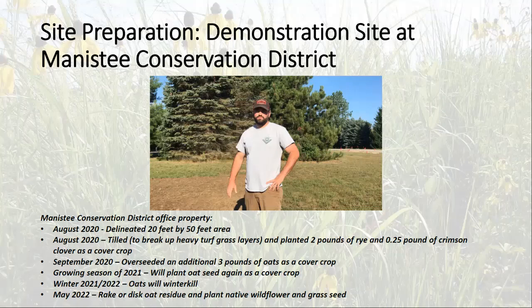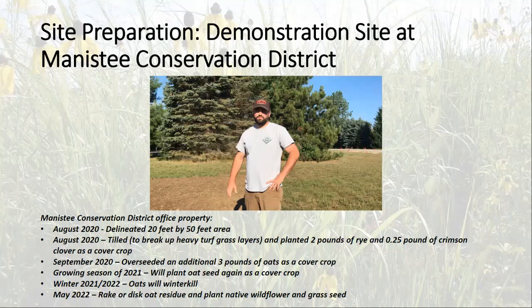In September of 2020, we overseeded with an additional 3 pounds of oats to help fill in some of those other areas that just didn't get taken by the rye and the crimson clover. And the oats did fill it in. It looked really green and really covered by fall. So it was successful by our standards just to serve as a cover crop.